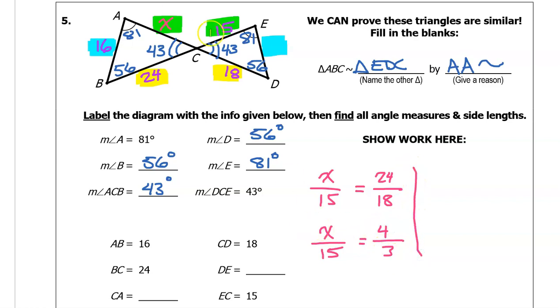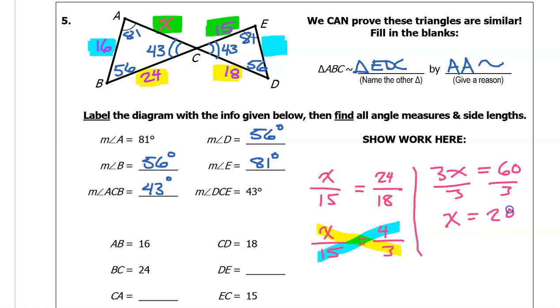So if I do this diagonal, that's going to give me 3x. And then if I do this diagonal, that's going to be 60. So I have 3x is equal to 60. And then if I divide both sides by 3, that gives me x is equal to 20. So remember that x is really side CA. So side CA is 20.